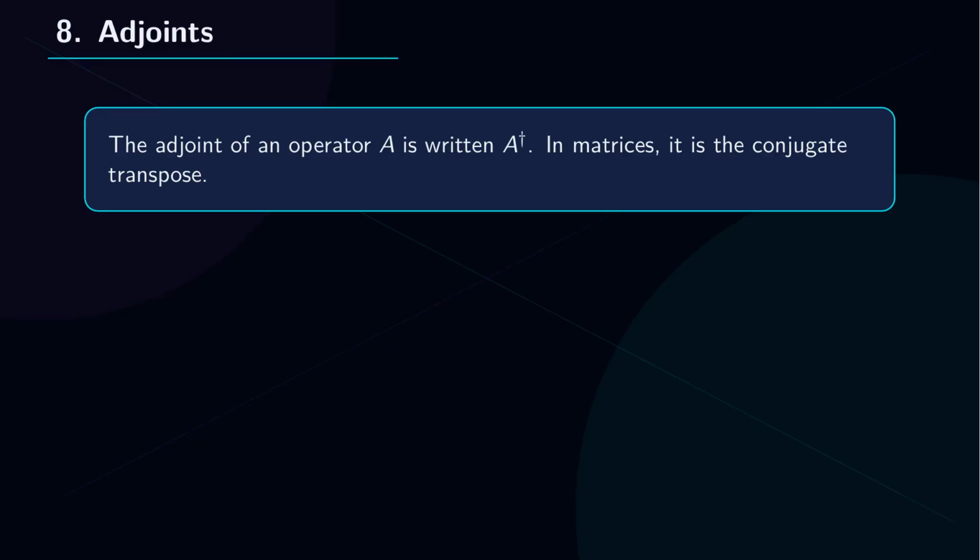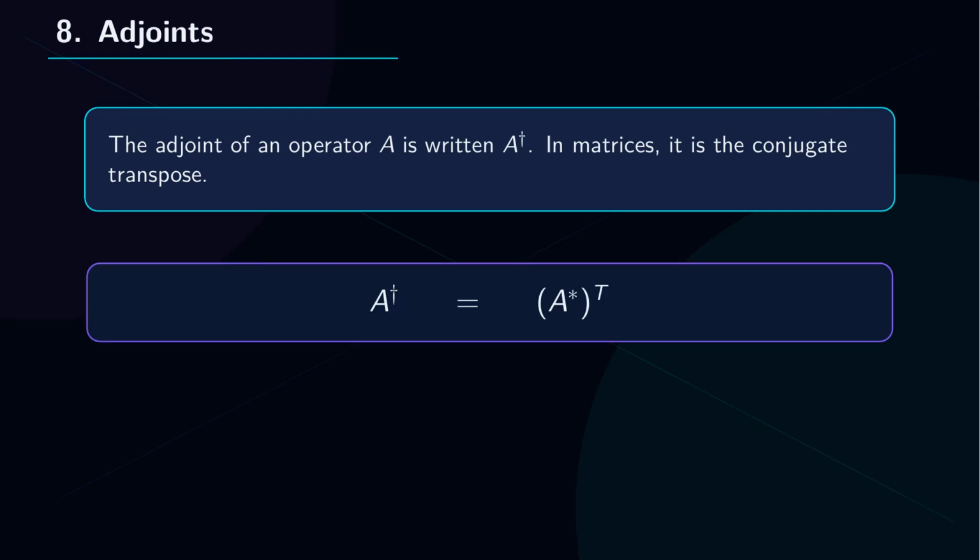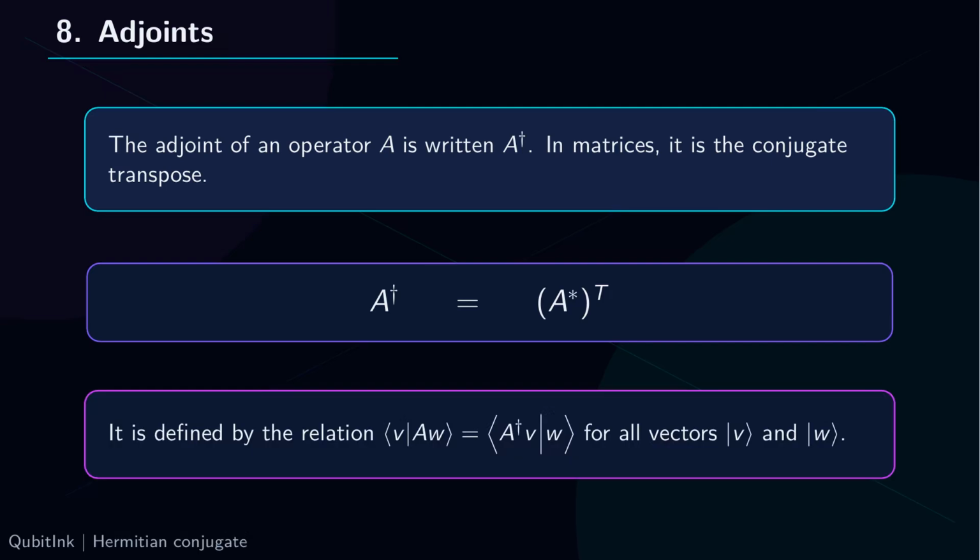The adjoint of an operator A is written A dagger. For a matrix, the adjoint is the complex conjugate transpose. In matrix notation, we can write A dagger as the transpose of A star. The defining relation shows how the adjoint moves an operator from one side of an inner product to the other. This relation is central to quantum operator algebra.